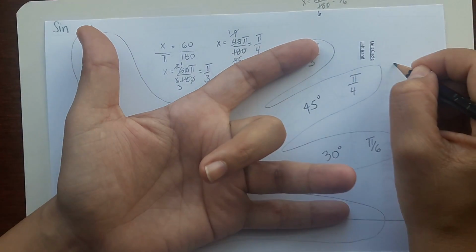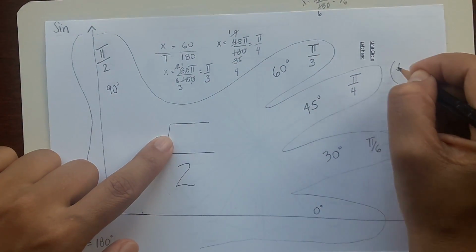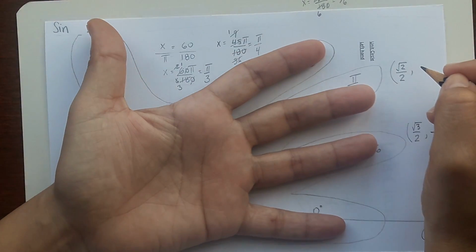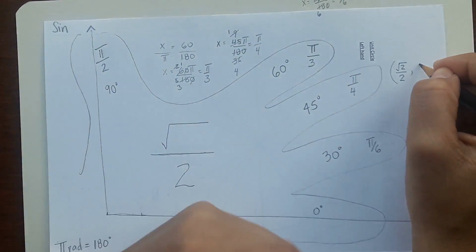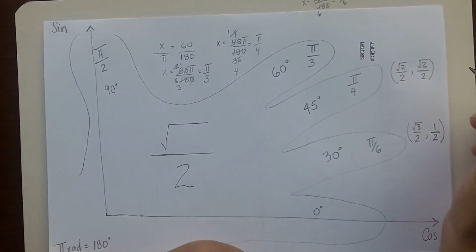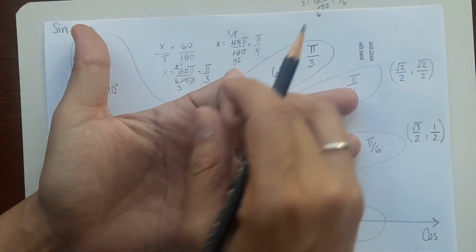So you fold 45, you got 2, so you got radical 2 over 2. Fold it, and on your right hand side you've got 2 again, so radical 2 over 2. Alright, then we're going to do 60.